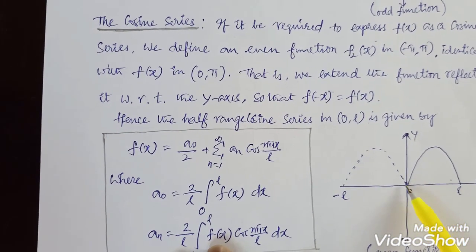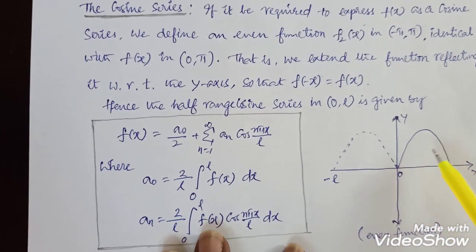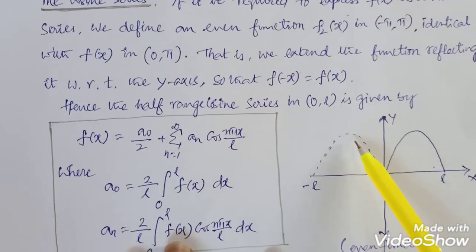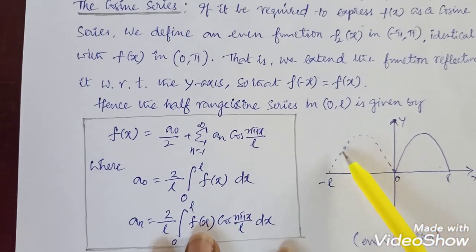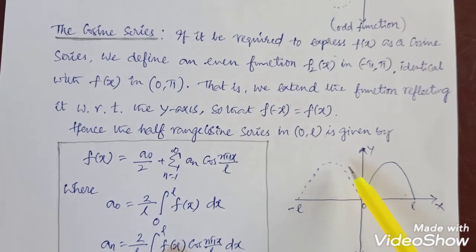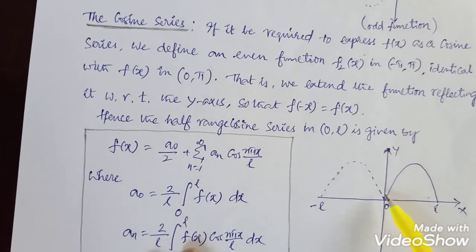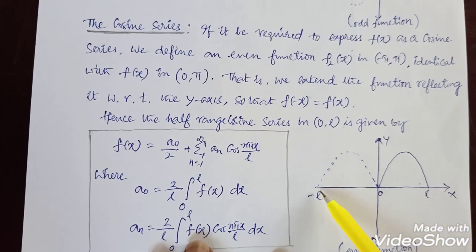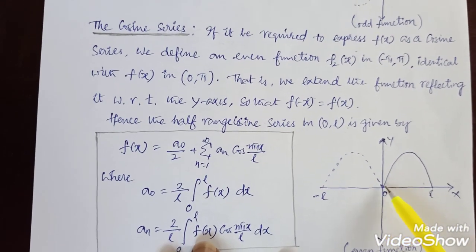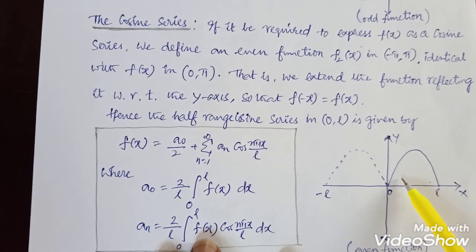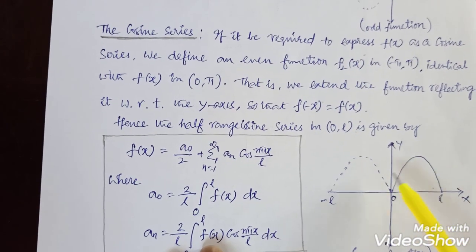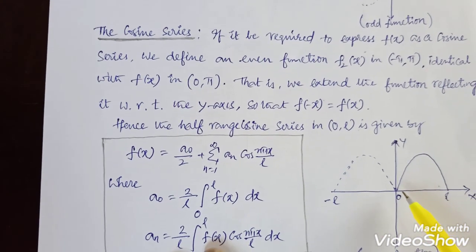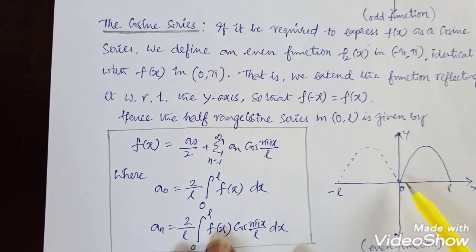Now we extend another way, like this, reflecting it with respect to the y-axis. If any graph like this, from L to 0 and 0 to minus L, is symmetric about the y-axis, we call it an even function.